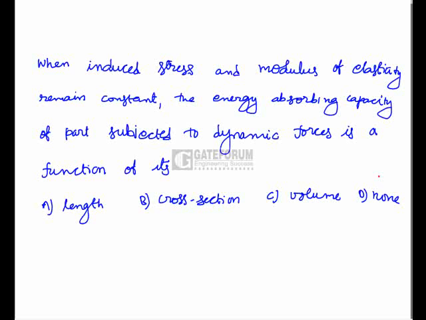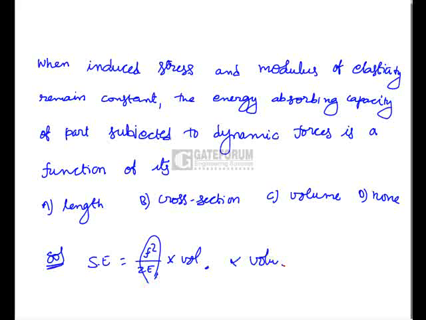When induced stress and modulus of elasticity remain constant, the energy absorbing capacity of a part subjected to dynamic forces is a function of... Here, the strain energy absorbing capacity of a part or of a member which is subjected to dynamic forces is given by sigma square by 2E into the volume of the member. And here it is given that the stress and modulus of elasticity both are constants, so these two terms are constant and the remaining term is directly proportional to volume, so it is a function of volume only. So in the options, the right option is C.